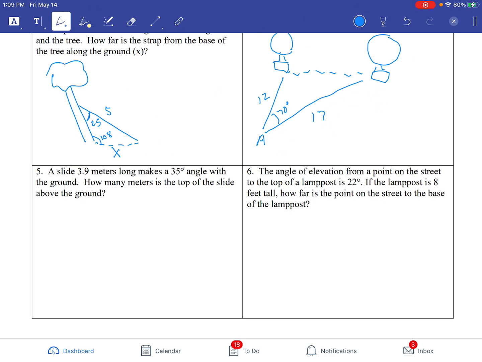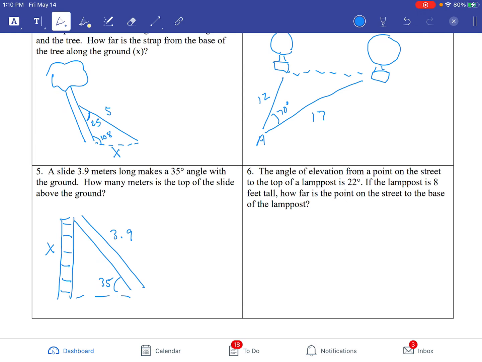All right, next, number 5, a slide 33.9 meters long. So here's our ladder to go up to a slide. Oh, let's make it a straight slide. The slide itself is 3.9 meters and makes a 35-degree angle at the ground. So there's the ground, this is 35 degrees. How many meters is the top of the slide above the ground? We want to know that distance. And that's it. I'll draw a little bottom part.